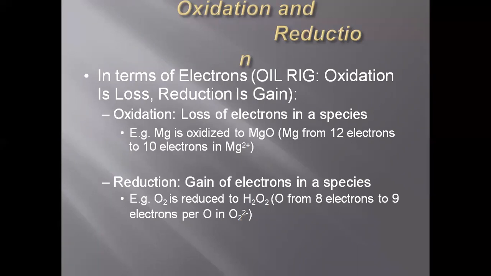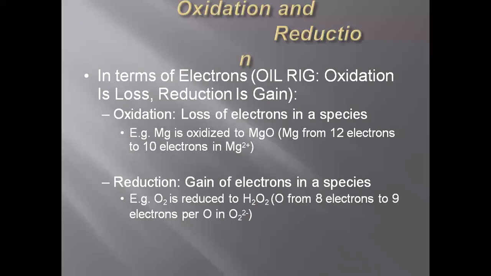This is the ionic state. Mg2+ means the maximum capacity of Mg is to donate 2 electrons in the ground state. So Mg2+ will be its ionic state. Reduction means gaining of electrons in a species.